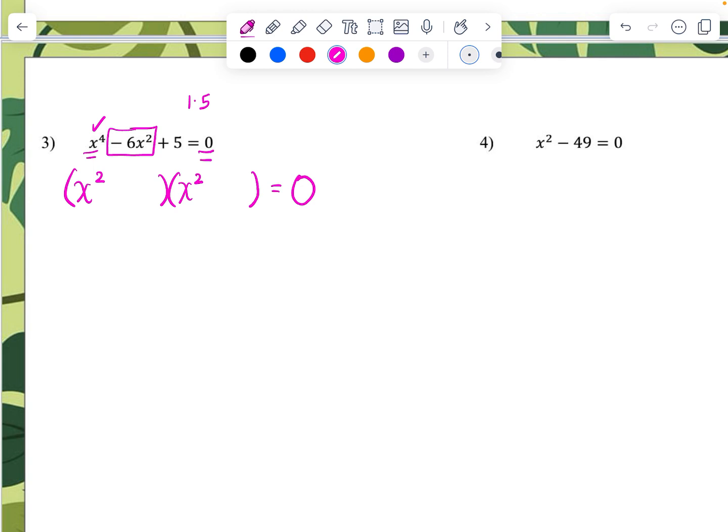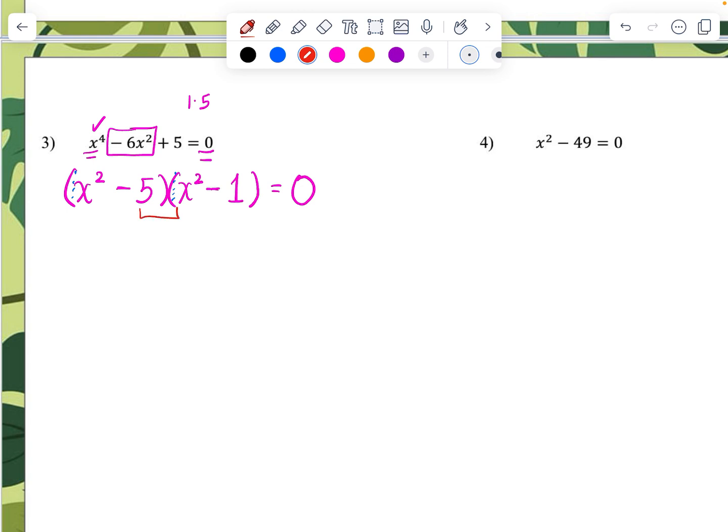So I know I'm going to need a negative 5 and a negative 1. And honestly, it doesn't matter where you put that negative 5 and that negative 1 because we have this understood 1 up front here. So it's not going to matter. I am going to check it.